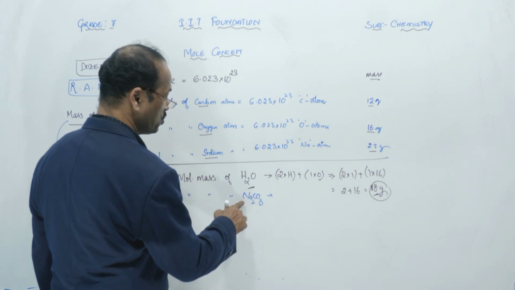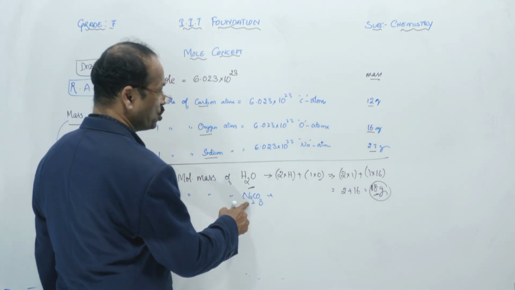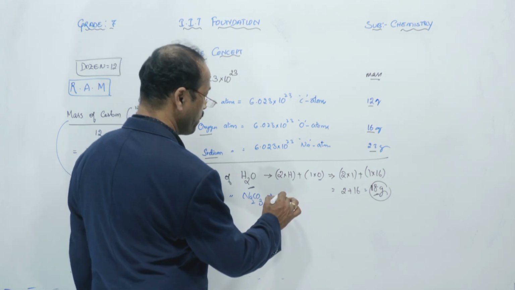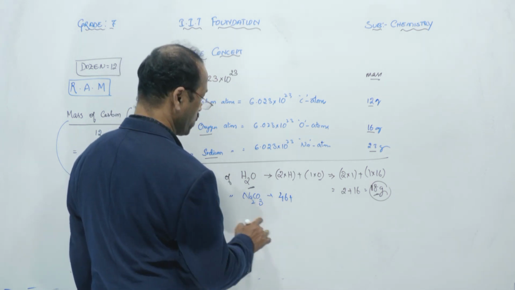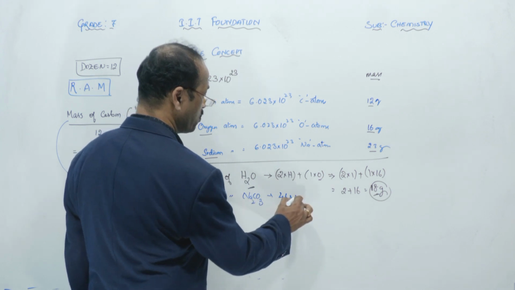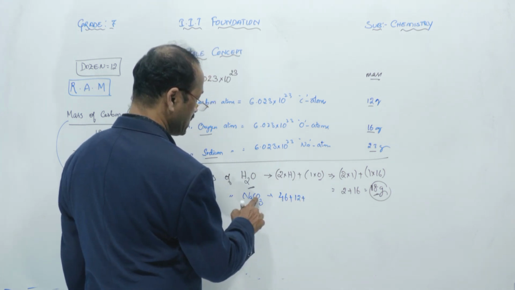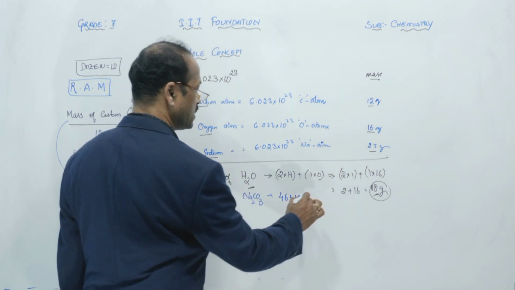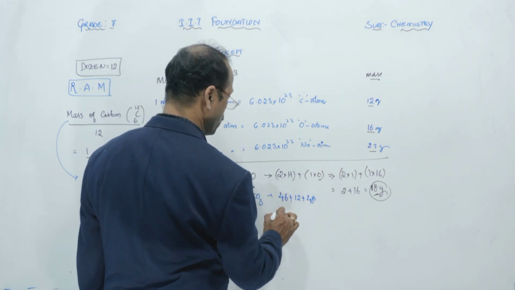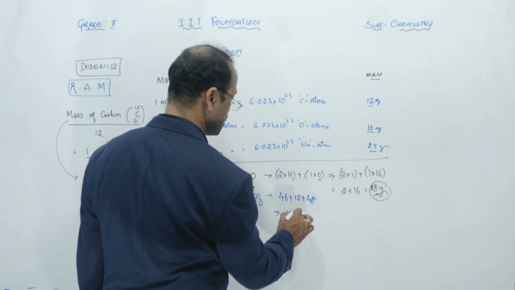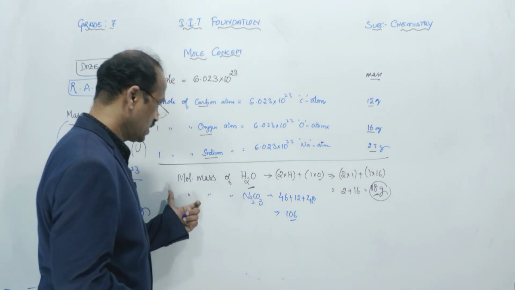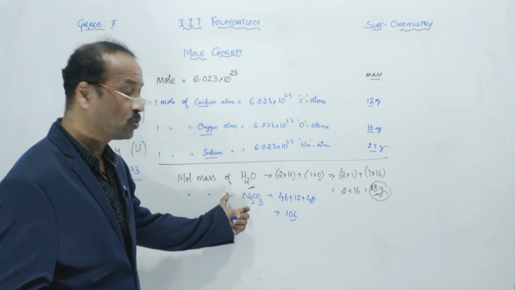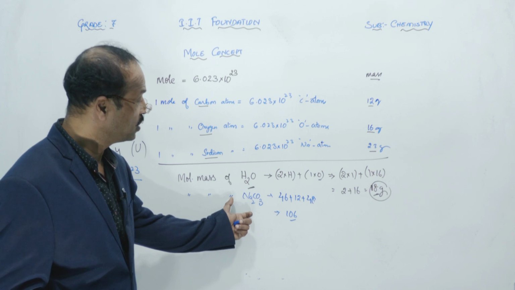Right? So how many sodiums are there? 2 sodiums. So 2 into sodium mass is how much? 23. 2 into 23, how much? 46. Okay. Now 1 carbon. Carbon atomic mass is how much? 12. Plus 3 oxygens. Is oxygen mass how much? 16. 16 times 3 is 48. Right. If I total, how much will I get? 106. So molecular mass is 106 of what? Of sodium carbonate.